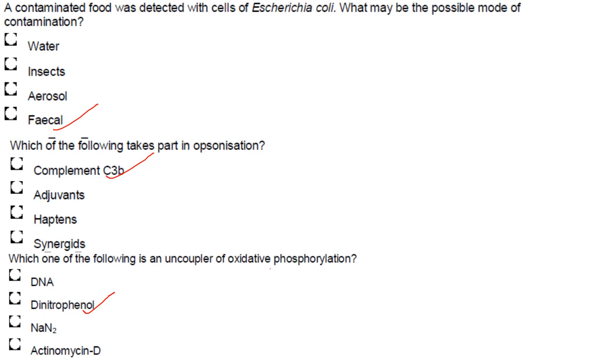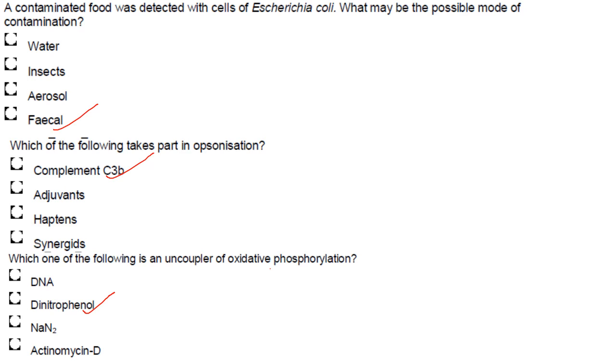Next one. A contaminated food was detected with cells of E. coli. What may be the possible mode of contamination? It is E. coli were detected, so naturally it is fecal contamination. So answer is option D. Which of the following take parts in opsonization? So complement C3b take parts in opsonization. The complement components known to be involved in opsonization are C1q, C4b, C3b, iC3b, C3dg and C3d.